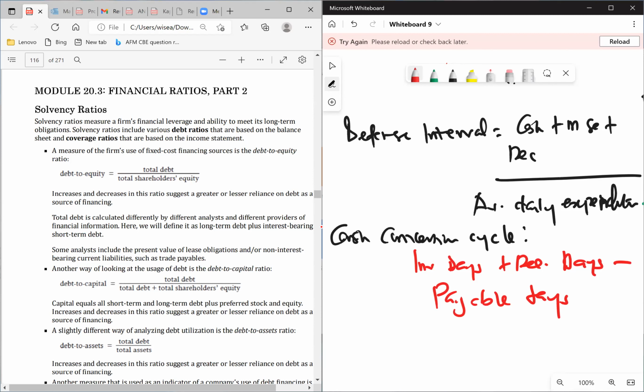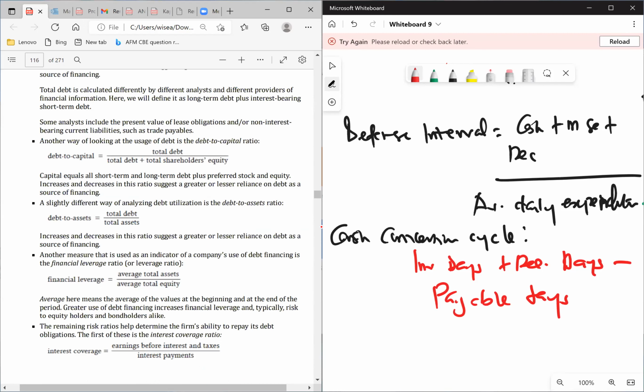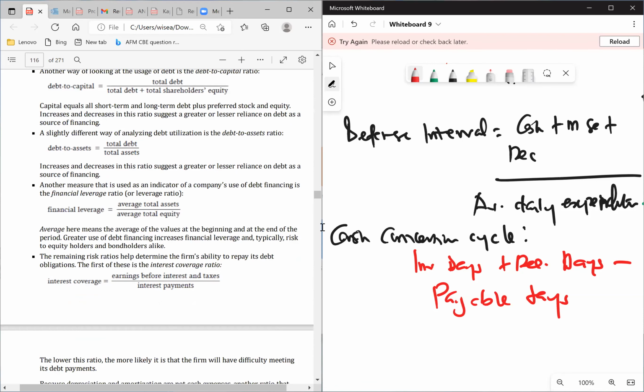Then we have the debt to capital ratio. That means we are looking at how much of the entire capital is being financed by debt, or what proportion of your entire capital can be attributable to debt. So your total debt per total capital. Debt to capital is different from debt to equity. Debt to equity is just the ratio between the debt and equity. Debt to capital is the ratio between the debt and the entire capital. The entire capital is made up of debt and then equity. So you add them there. Then debt to asset ratio is your total debt over total assets.